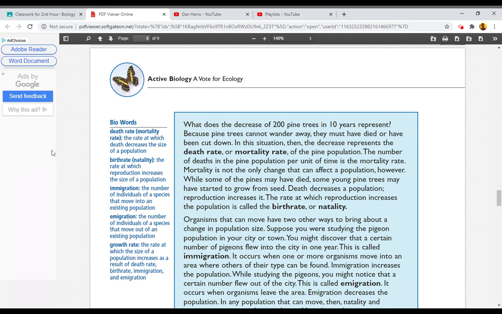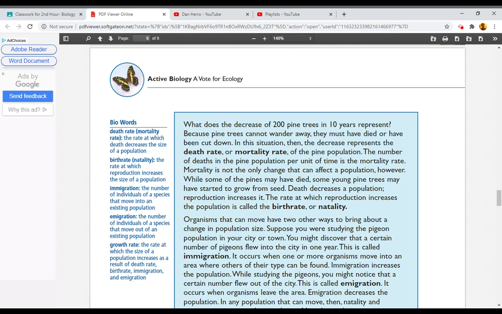What does the decrease of 200 pine trees in 10 years represent? Because pine trees cannot wander away, they must have died or been cut down. In this situation, then, the decrease represents the death rate or mortality rate of the pine population. The number of deaths in the pine population per unit of time is the mortality rate.